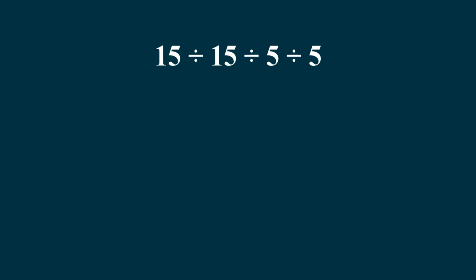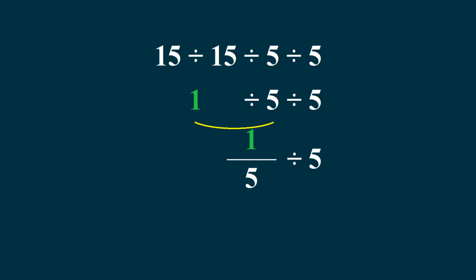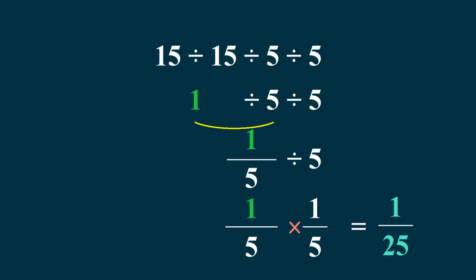So we have first this division, 15 divided by 15 equals 1. So we have 1 divided by 5 divided by 5, and we can write this part as 1 over 5 divided by 5. So we must keep the first fraction, 1 over 5, and change division to multiplication, then flip the second fraction, 1 over 5, which equals 1 over 25, and this is our final answer for this problem.